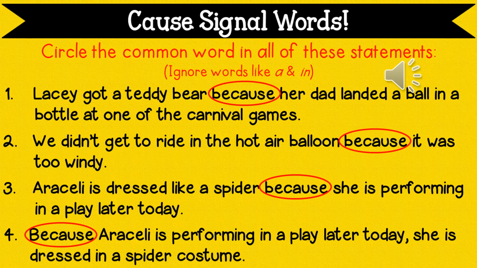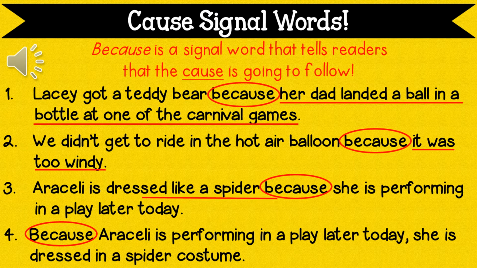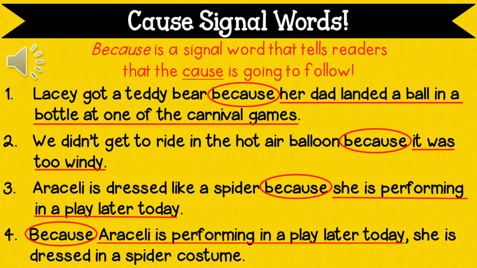We're going to now look at signal words, words in a sentence that might help us find the cause and effect easier. Look at these sentences. See if you can find a word that is the same in all of these sentences. Ignore the simple words like a and in and the. Look for a big word that is the same. Did you find the word because?